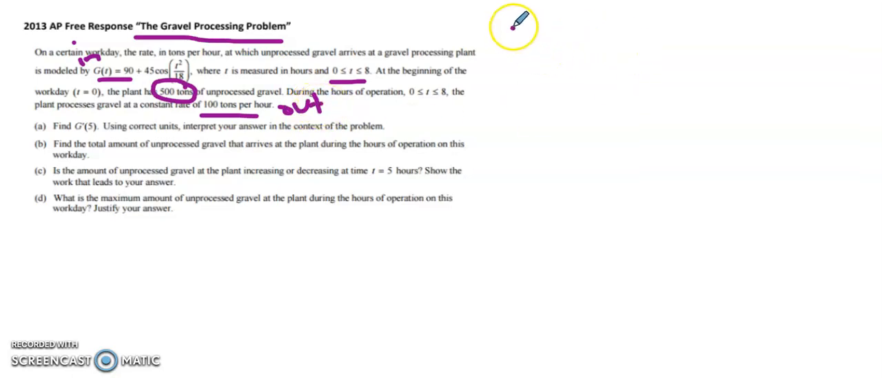So the first question, part A, says, tell me what is G prime of 5? Well, remember that G is already the rate. So G prime is going to be a rate of a rate. So whatever value we get is going to be the rate at which the rate is changing.